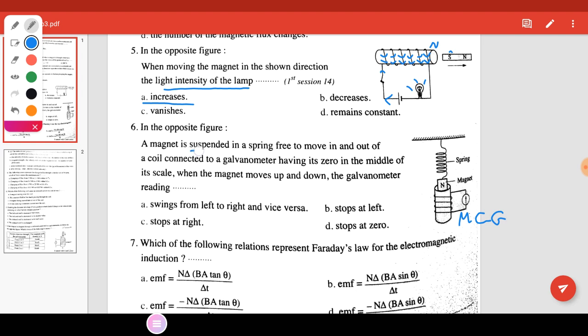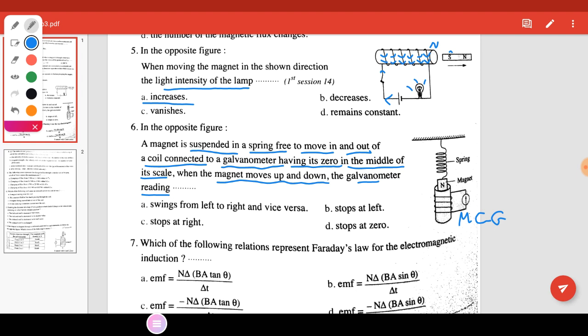A magnet is suspended in a spring, free to move in and out of the coil connected to the galvanometer, having 0 in the middle of its scale. When the magnet moves up and down, the galvanometer reading swings from left to right and vice versa, stops at left, stops at right, stops at 0.